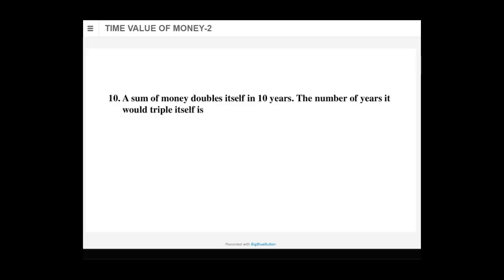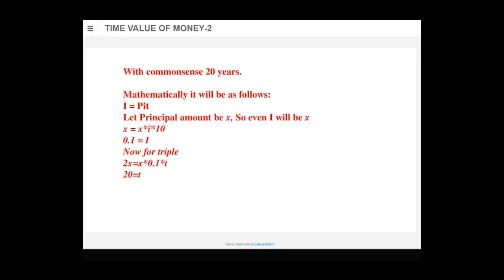Yes, 20 years, common sense, not 15 years. I got interest. Suppose I'm depositing 1,000. It became double in 10 years, so I got interest of 1,000. To become triple, it should become 3,000, so I should get interest of another 1,000. In simple interest, the amount remains the same per year. So if 1,000 interest was received in 10 years, then in the next 10 years also 1,000 interest will be received. So 20 years, that's common sense, but I've solved it mathematically also, both. With common sense, 20 years, without doing any calculation.